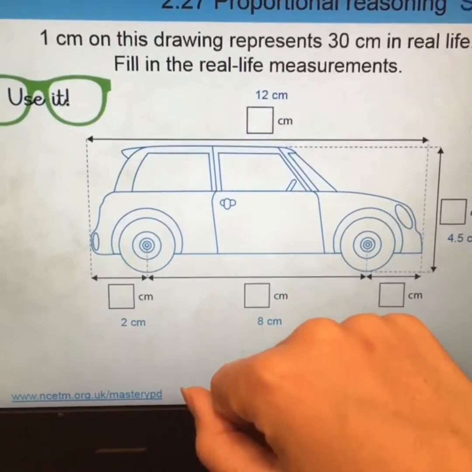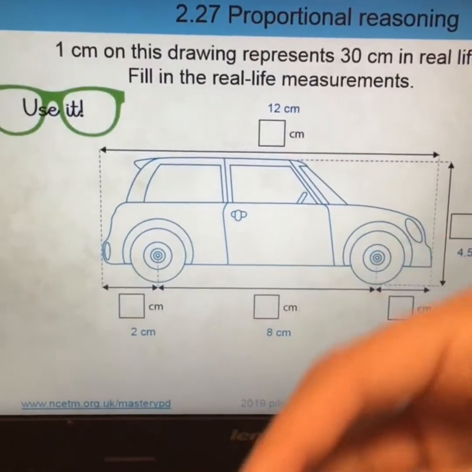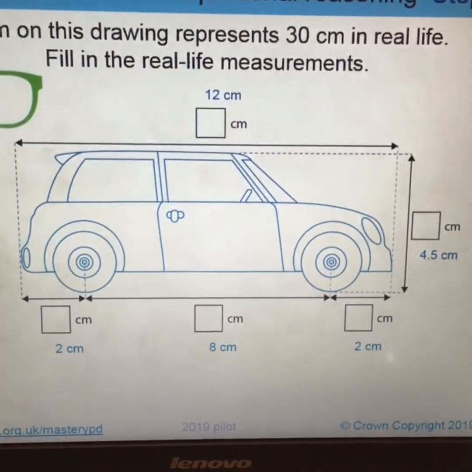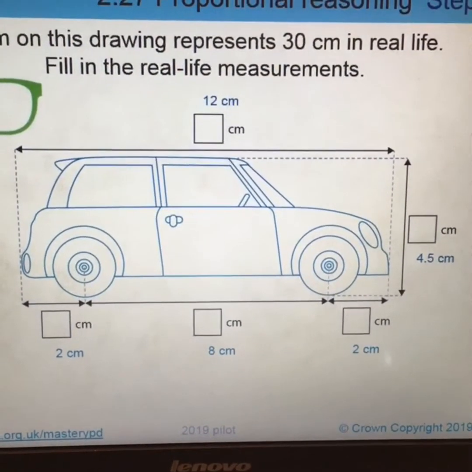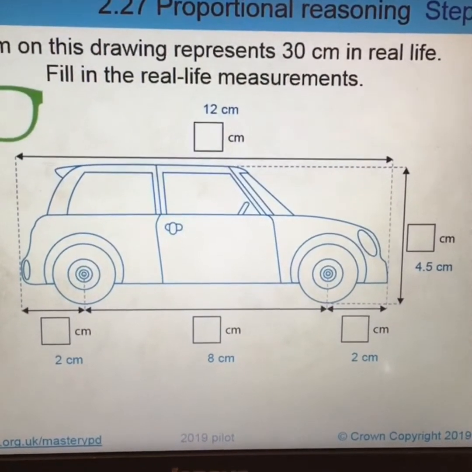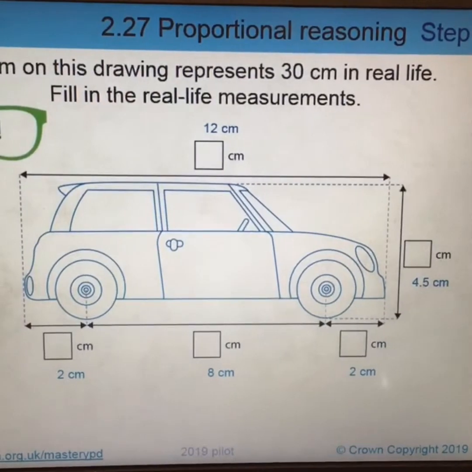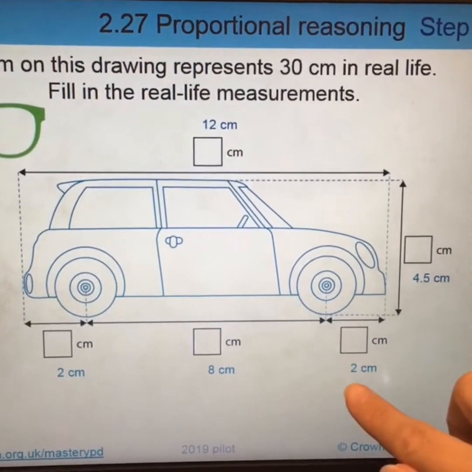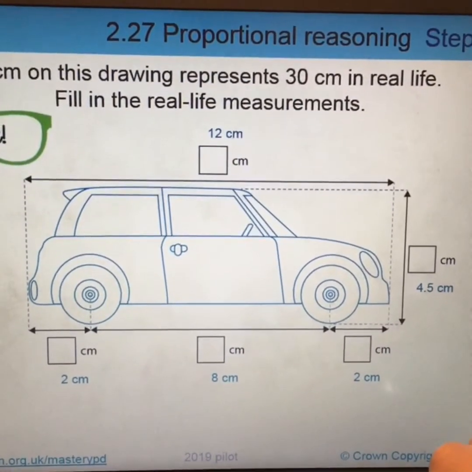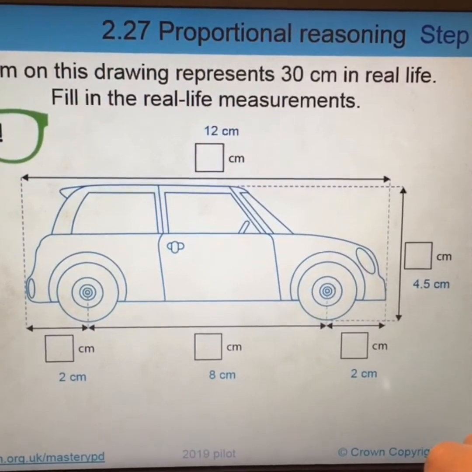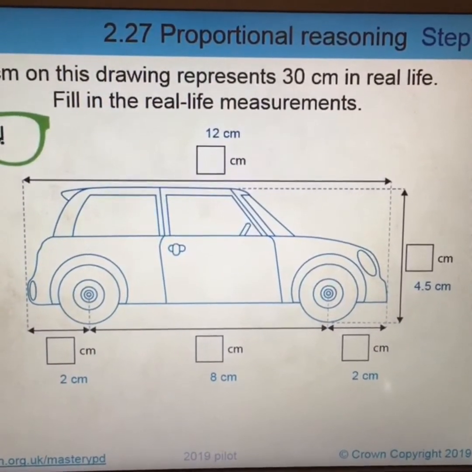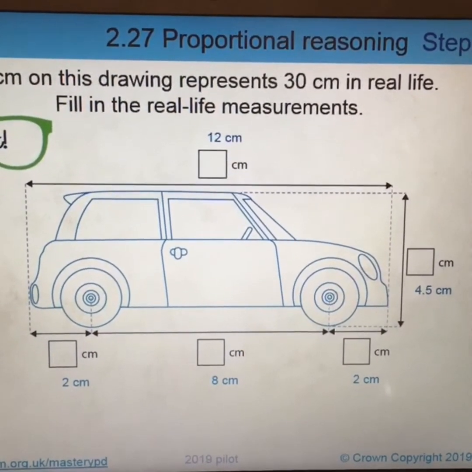So you need to make sure that you've scaled them up or down by the same amount. On this technical drawing, 1 centimetre represents 30 centimetres in real life. So 1 centimetre on the drawing, which is the blue, represents 30 centimetres in real life. So write down your ratio. This might be a bit confusing because they're both in centimetres, so make sure you know which ones are the drawing and which one is the real life.